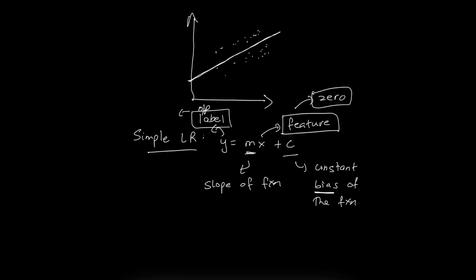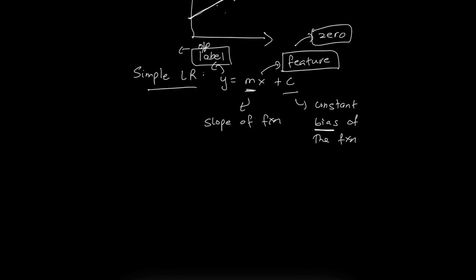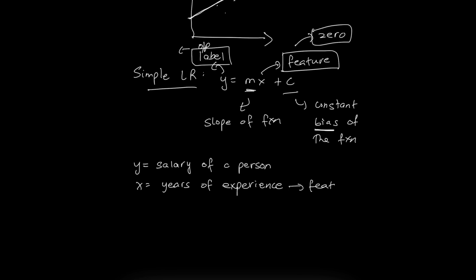Let me give you an example. Okay, so let's take an example here. Let's say y equals the salary of a person and x equals their years of experience. So here we have x as the feature and y is the output label that we want to predict.